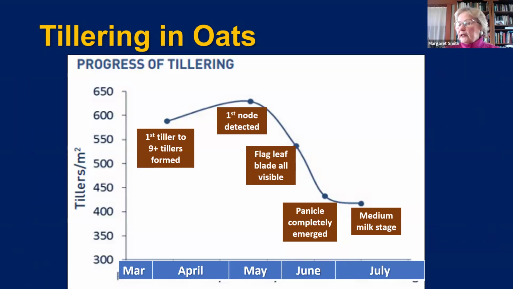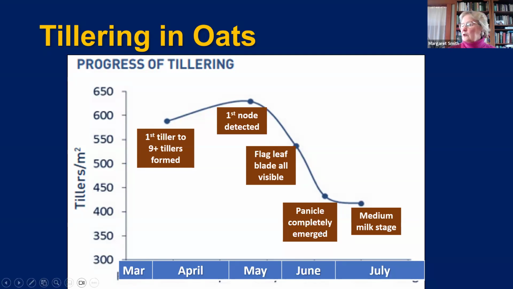If you look at progressive tillering here, again, the dates are along the lower axis, and the tillers per meter squared. So the first tiller early on in planting, early April, up to 9 tillers formed per seed, per plant. Until you see the first node detected is when we see the maximum number of tillers, and then they tend to drop off. So this is normal plant development. This isn't bad, but we certainly want to start with a higher number, so we drop off to a number that can optimize yield.